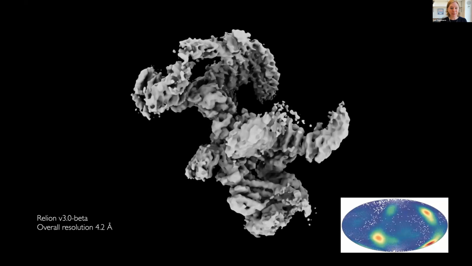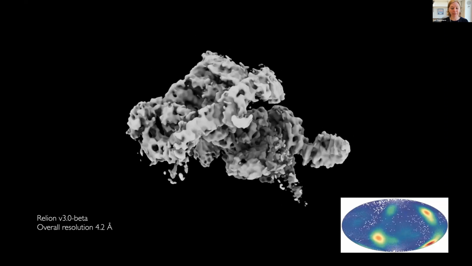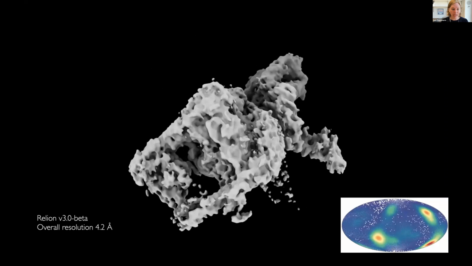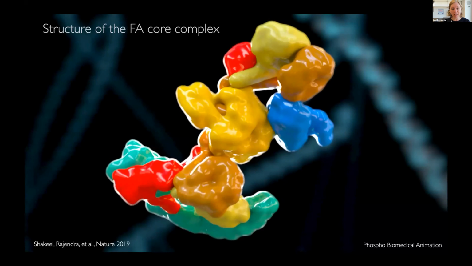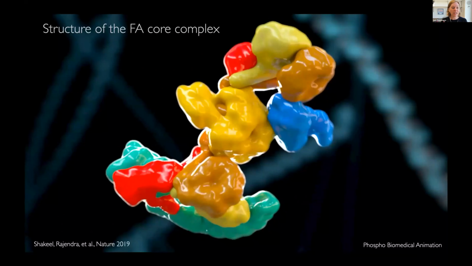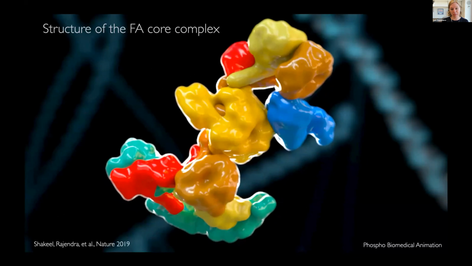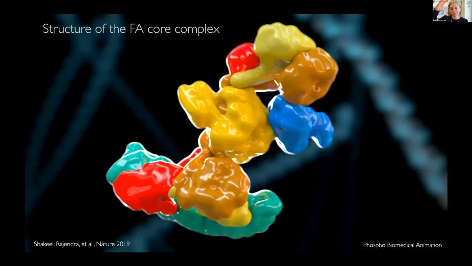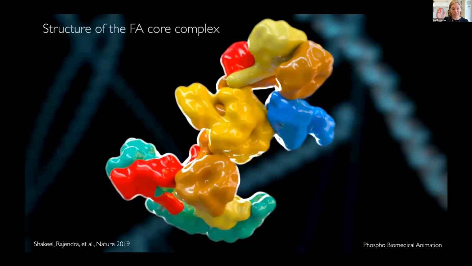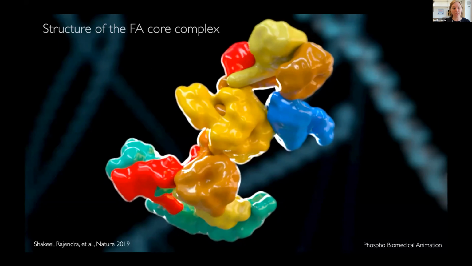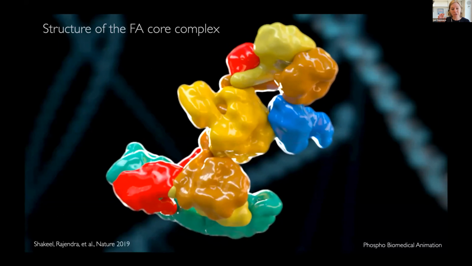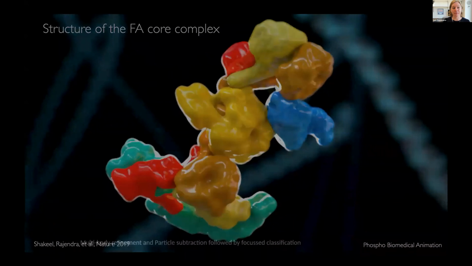And we suspected that this was due to conformational flexibility. So we analyzed this computationally using multi-body refinement in Relion. And this showed really a continuum of conformational movement, where the FA core complex both twists and bends. But fortunately, we could then use particle subtraction followed by focused classification and refinement to reconstruct 3 separate maps.